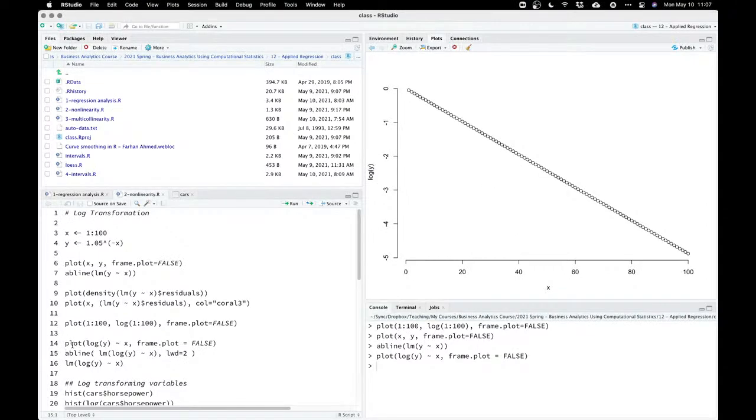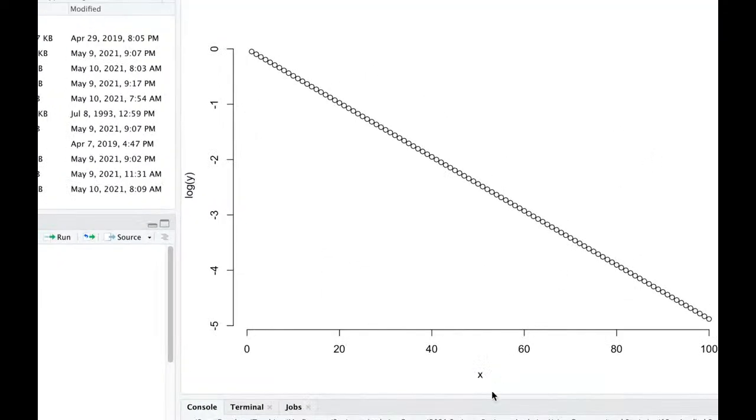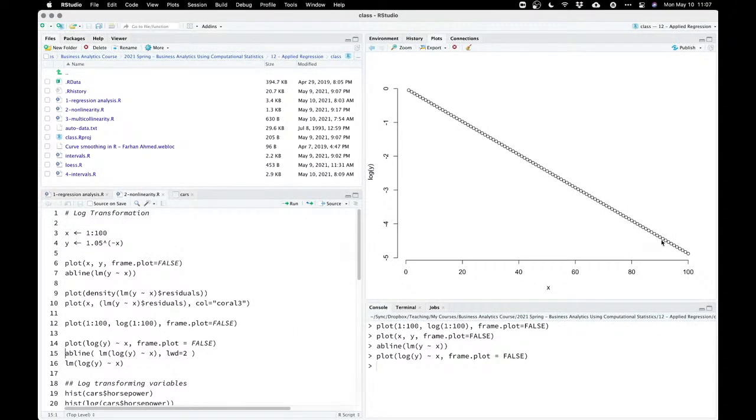Bang! It's a straight line. X on the x-axis, log of y on the y-axis. Now the relationship is perfectly linear. So log can often take a slightly nonlinear relationship and straighten it out to a linear relationship.